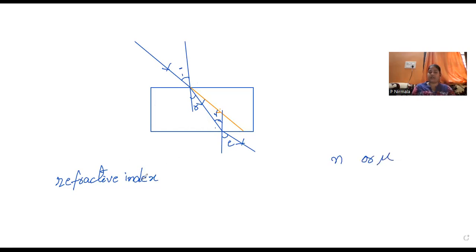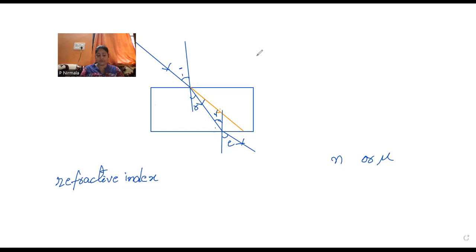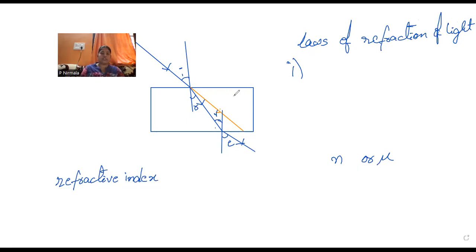Before the refractive index, we have to know about the laws of refraction of light. What are the laws of refraction of light? Like reflection, we have two laws. In part one we discussed the two laws of reflection; here we discuss the laws of refraction. The first is the same as the reflection property: the incident ray, the refracted ray and the normal to the interface of the two transparent media lie on the same plane. Understood? That is the first.